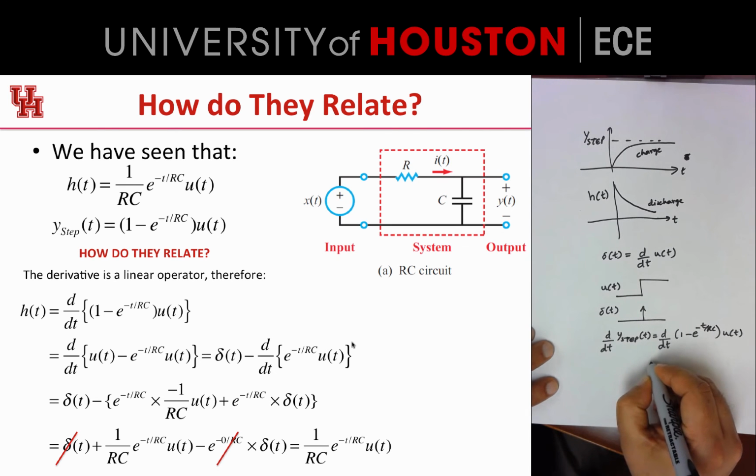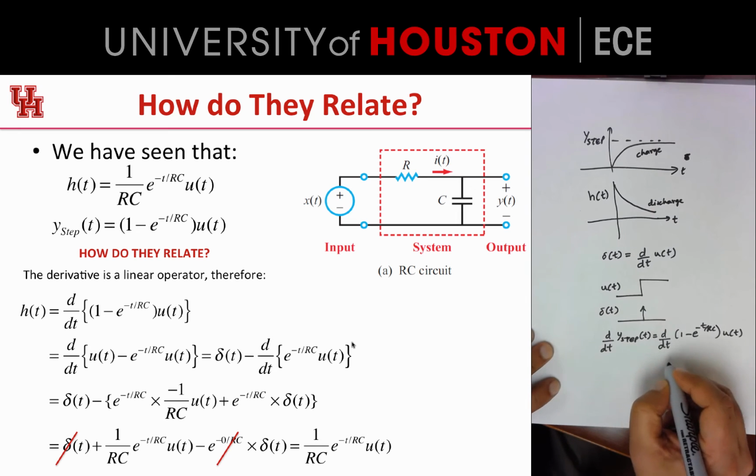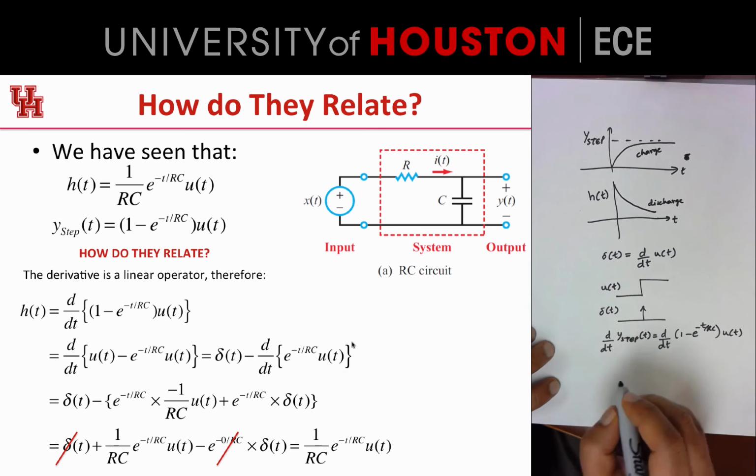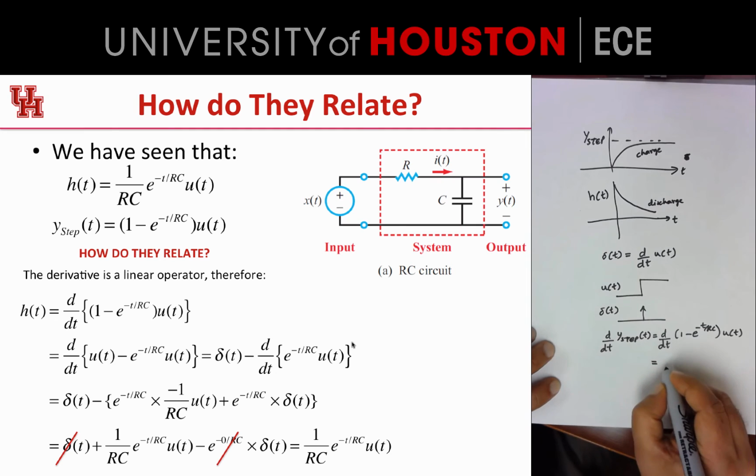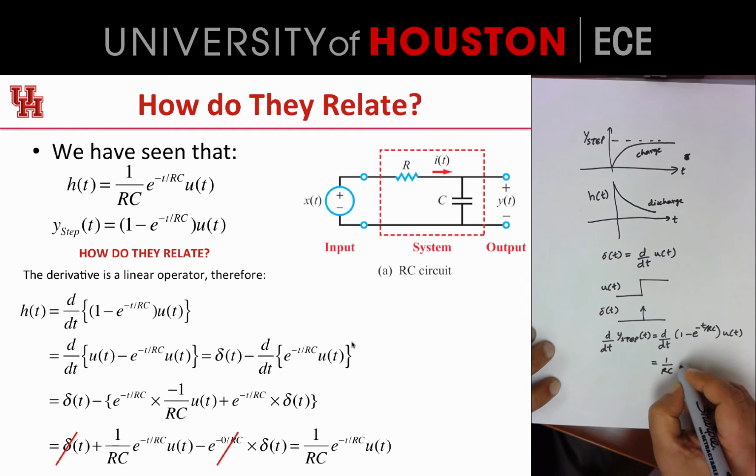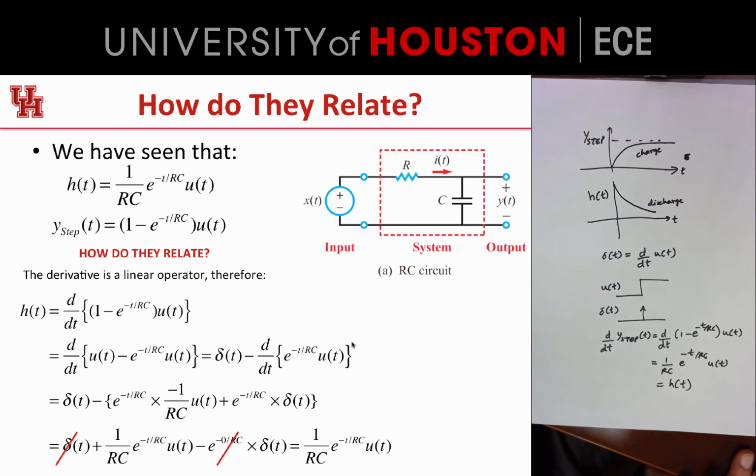If you were to go through the process of differentiating this, you can look through the gory details on the left-hand side, the final answer turns out to be relatively clean: e to the minus t over RC u of t. This is the same as h of t. So this is a very satisfying result, which tells us that you can differentiate the step response to get the impulse response. And this observation also has some practical implications.